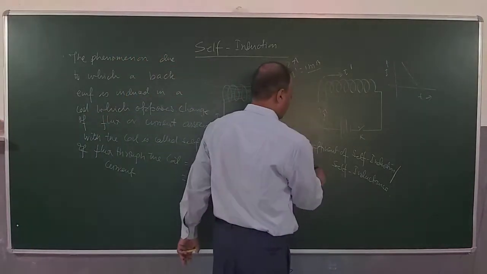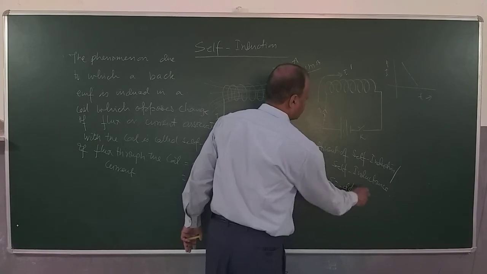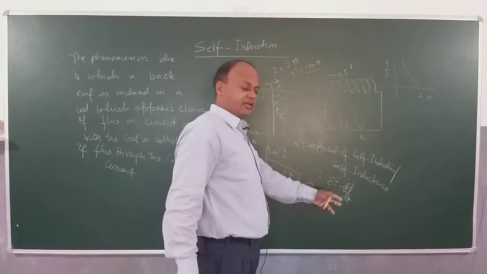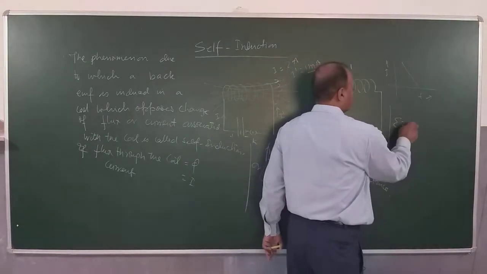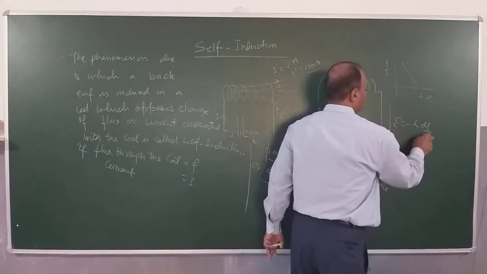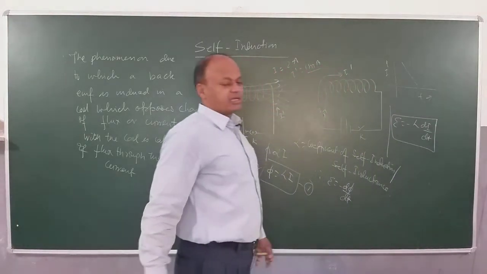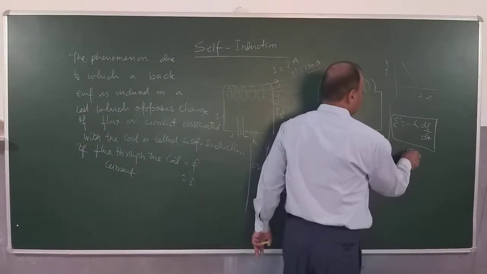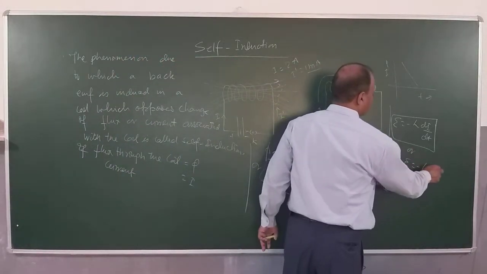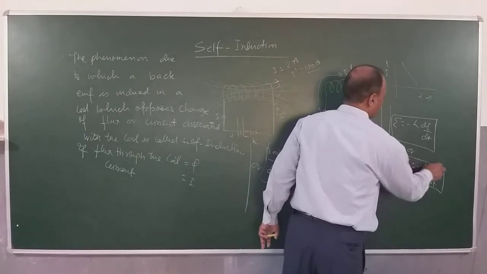Therefore, what is EMF children? Minus d phi dt. E is equal to minus d phi dt. Now if I put this value, then E will become minus L into di dt. So this gives us a more important mathematical relation, or you can also say like this: E equals to minus L into delta I over delta T.